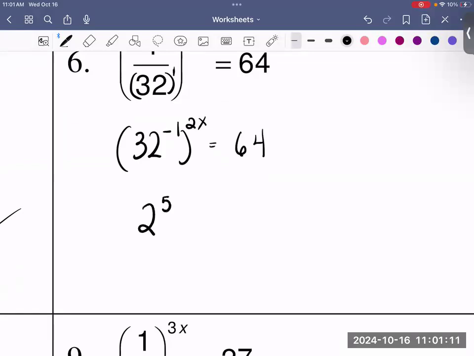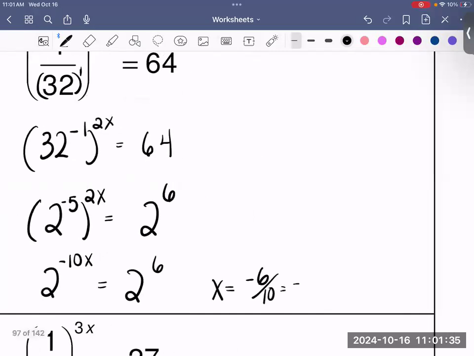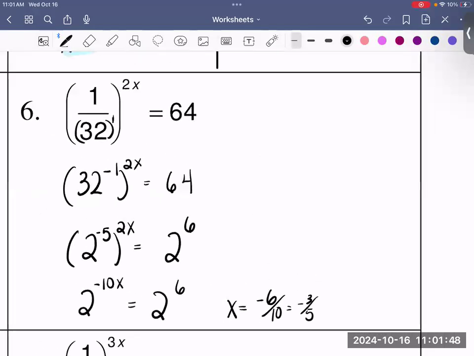2 to the 5th, or negative 5 now, to the 2x is equal to 2 to the 6th power. So from here, we can say this is really 2 to the negative 10x is equal to 2 to the 6th. So now x is equal to negative 6 over 10. And we can reduce this. Negative 6 over 10, take away 2, that's 3 over 5. So we do have a fraction as your exponent.